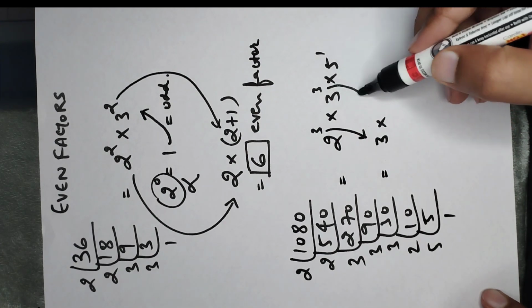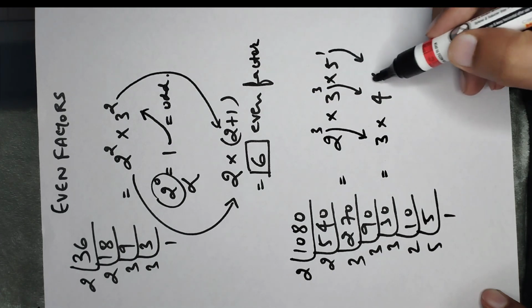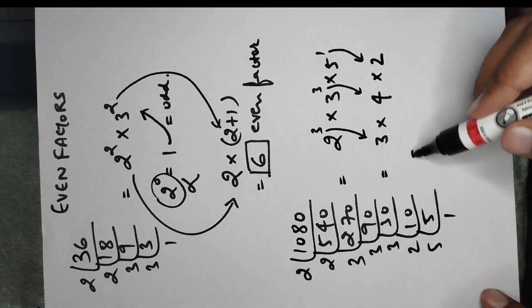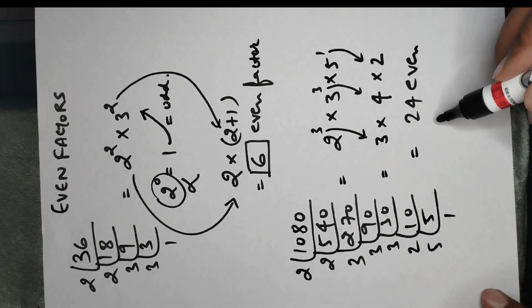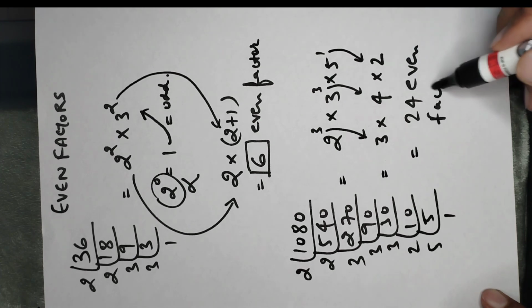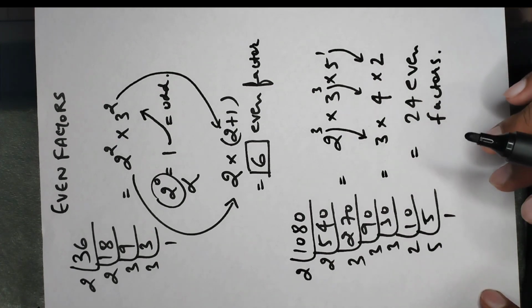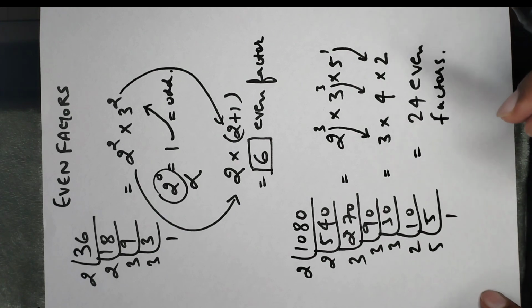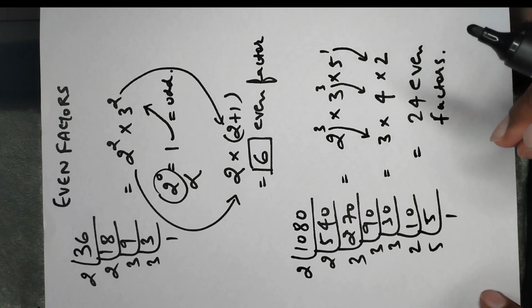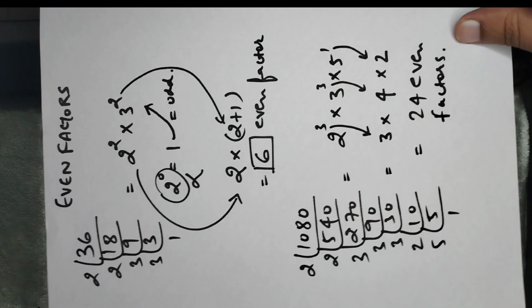This will be 3 plus 1, that is 4, and this will be 1 plus 1, that is 2. So the answer will be 24. I can say there are 24 even factors of 1080. So this is how we find the number of even factors. If any question comes, you just have to eliminate 2 raised to the power 0, and then you have to add 1 in the remaining powers.